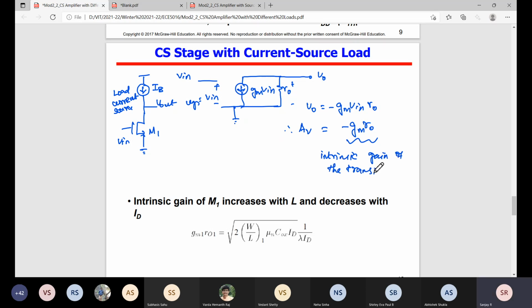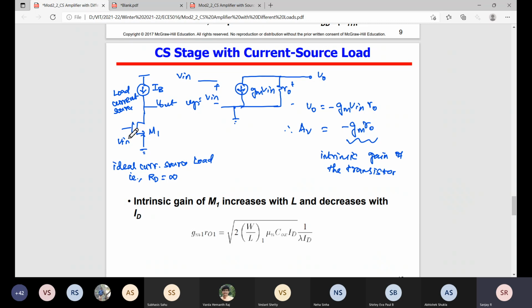That means it is the maximum gain that can be given by a single transistor when the load is an ideal current source. Ideal current source load means RD is infinite. Fine. So if you apply an ideal current source, we can get the maximum gain from the transistor.